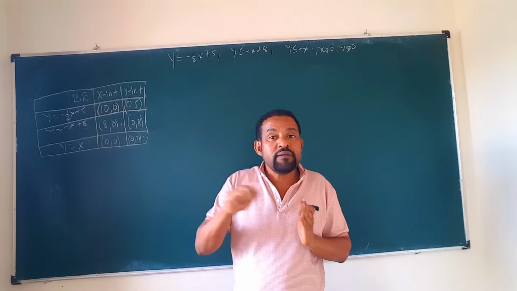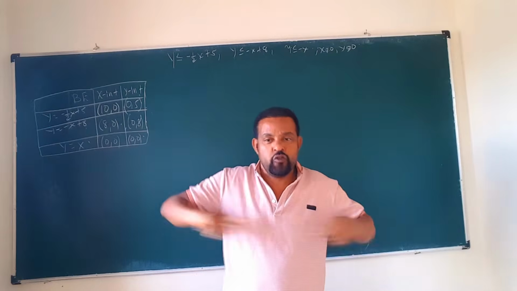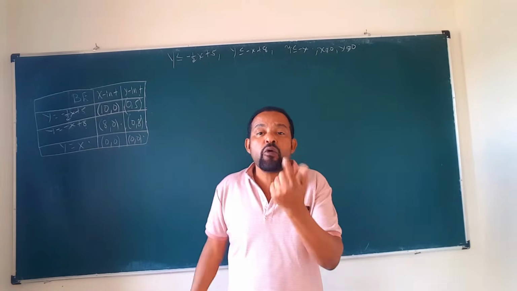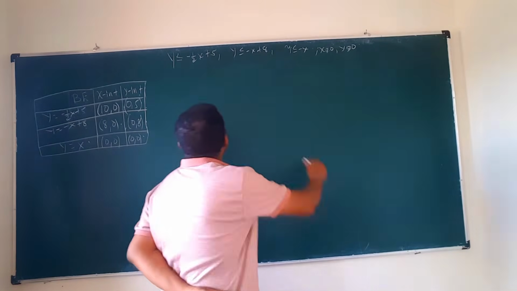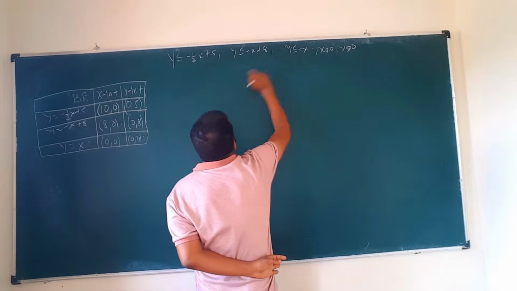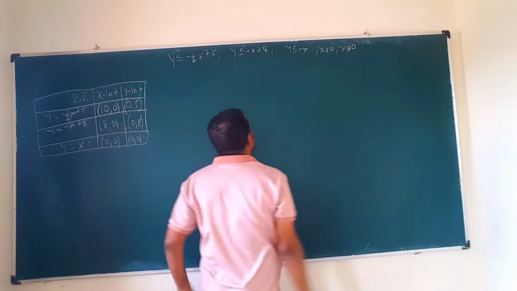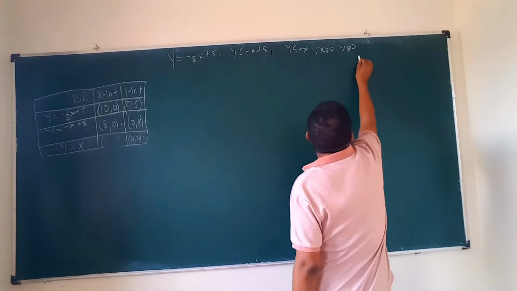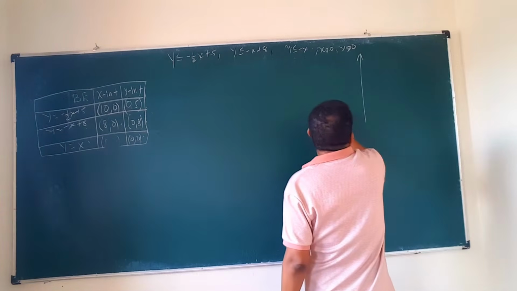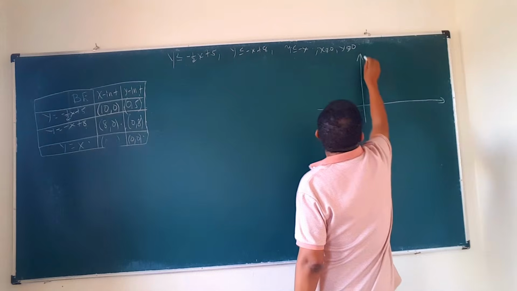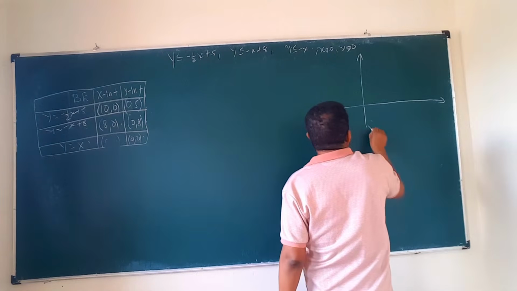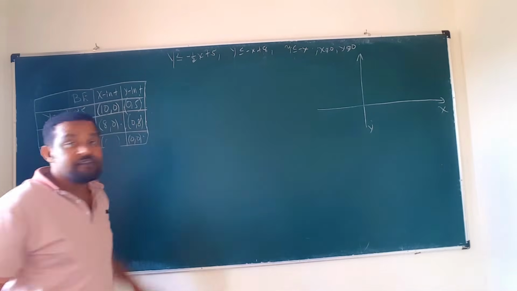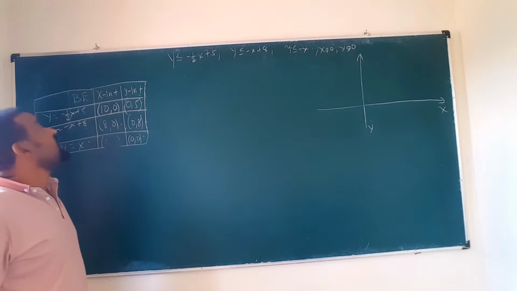If there is an equal to sign we use a solid line; if there is no equal sign we use a broken line. All of these are less than or equal to, greater than or equal to, so we are going to use what, a solid line. Suppose this is the y axis and this one is the x axis.